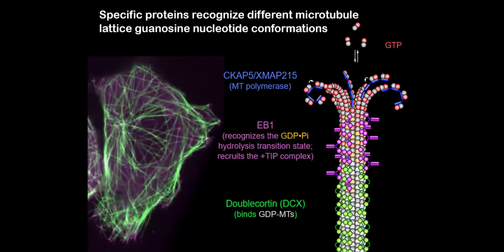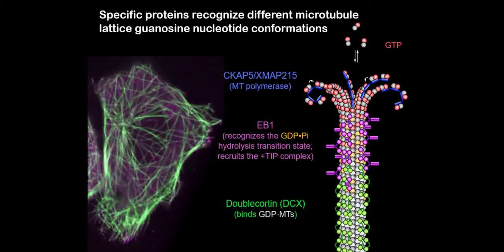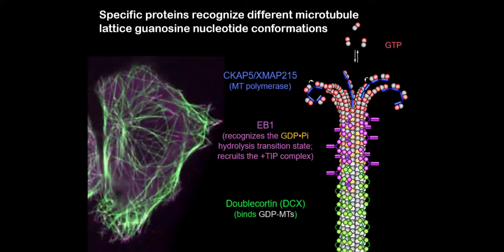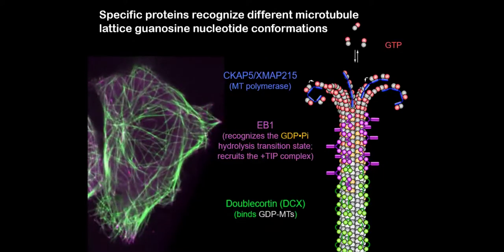This difference in specificity is shown here in a cell expressing mCherry-tagged EB1, displaying the characteristic comets at growing microtubule ends in purple, and GFP-tagged doublecortin in green that binds along GDP microtubules and does not overlap with EB1 comets.